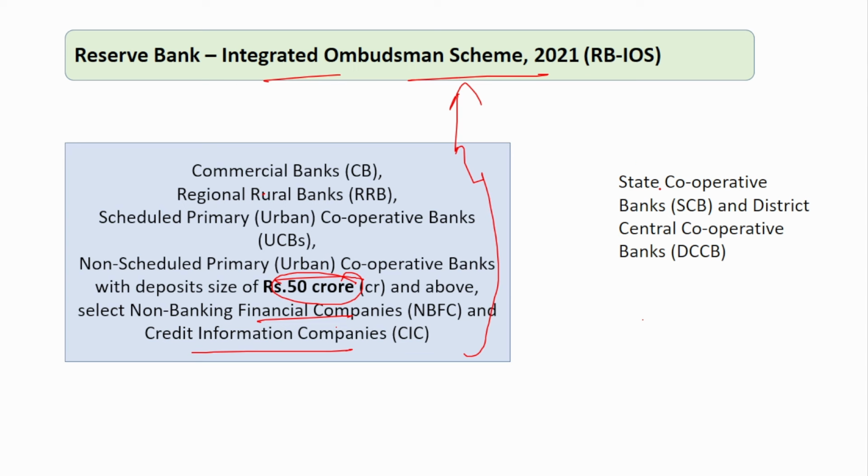Now the coverage has been increased, and it additionally covers state cooperative banks and district central cooperative banks. So if any person is not satisfied with them, they can approach the ombudsman. The coverage of this integrated ombudsman scheme has been increased, which shows that the RBI is now giving importance to customer grievances. So if they ask you in the exam what the customer-focused initiatives done by the RBI are, this is a good example. It was introduced, and now the coverage has also been increased so that all types of customers and all types of entities are covered under this ombudsman. You can give this example.